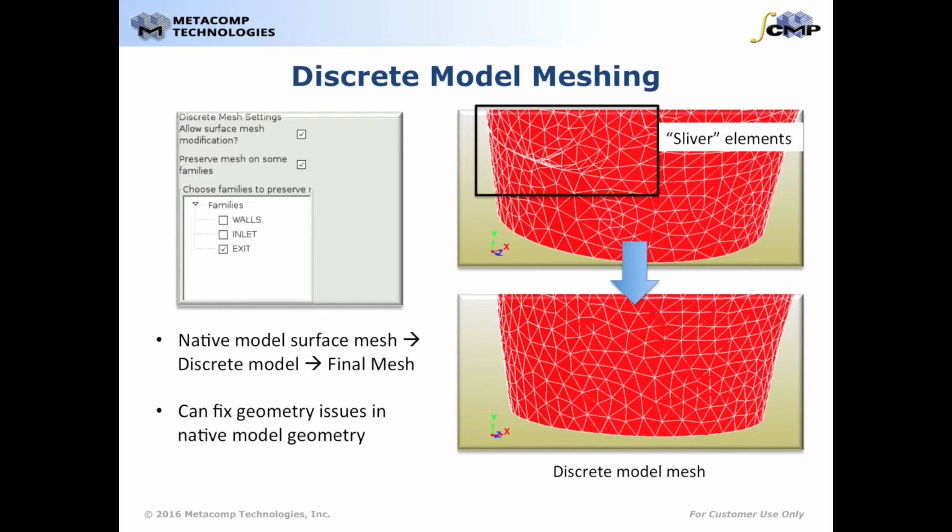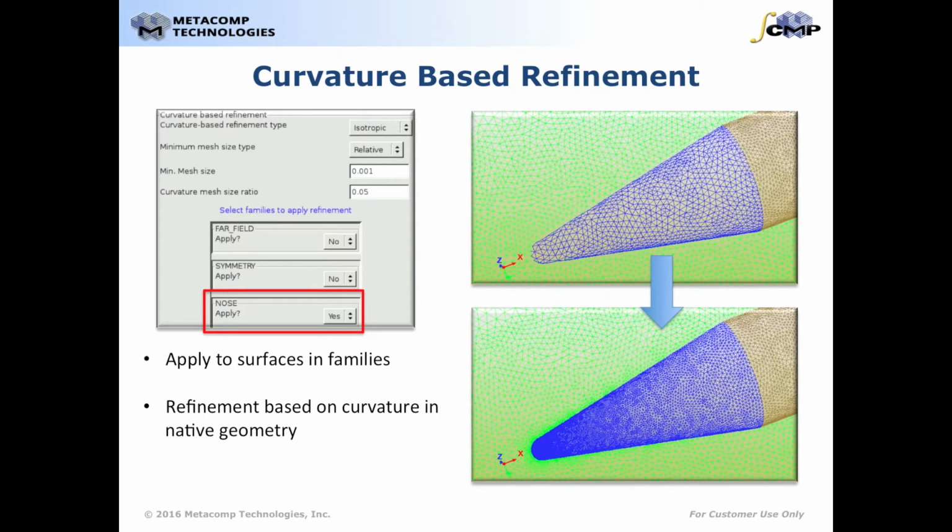IMIME has discrete model meshing capabilities, which can form a very powerful tool in addressing CAD model issues that can result in sliver elements. IMIME has curvature-based refinement capabilities, which can be applied on a per-family basis. This will automatically refine surfaces based upon curvature in the native geometry.